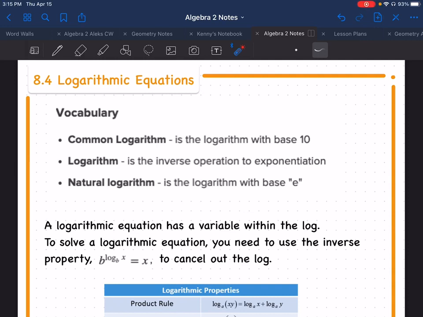Today's lesson is 8.4, Logarithmic Equations. Let's go over some of our vocabulary for this unit. A common logarithm is the logarithm with base 10. This is the log where you see just the word log. A logarithm is the inverse operation to an exponential.